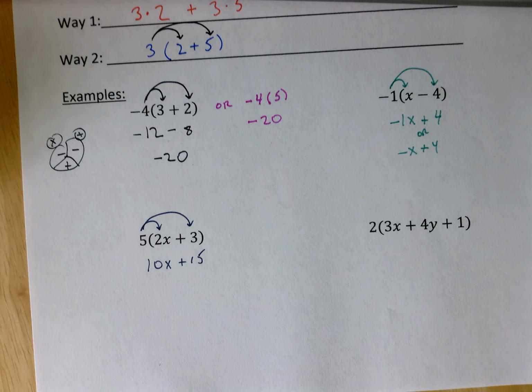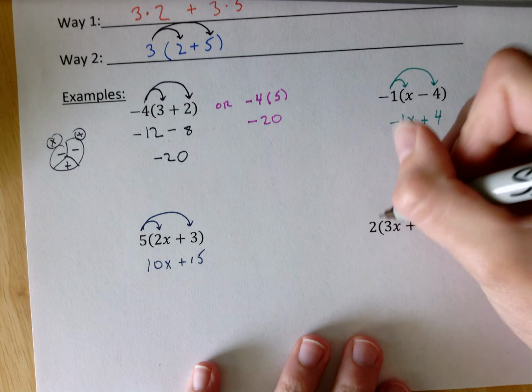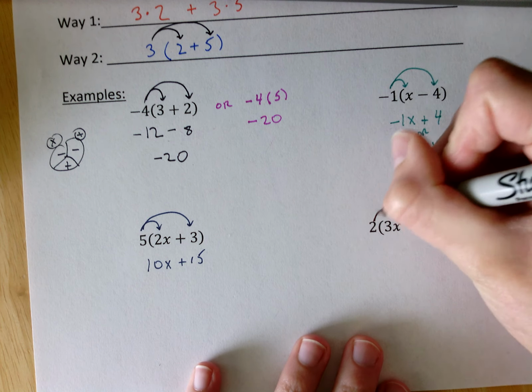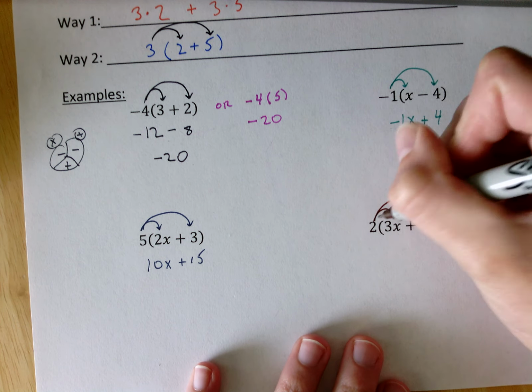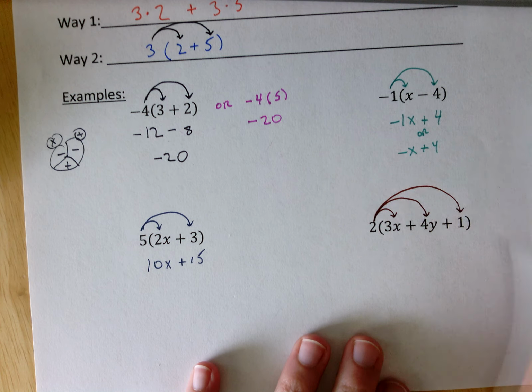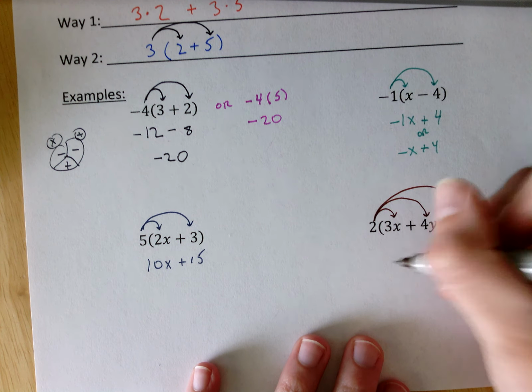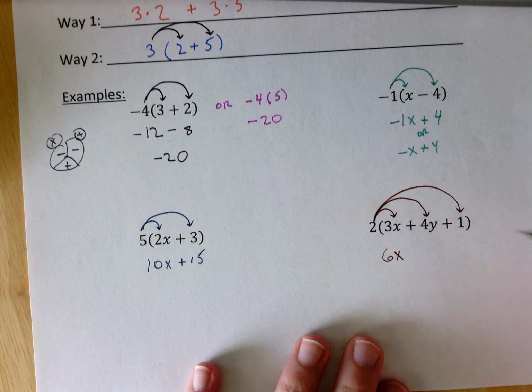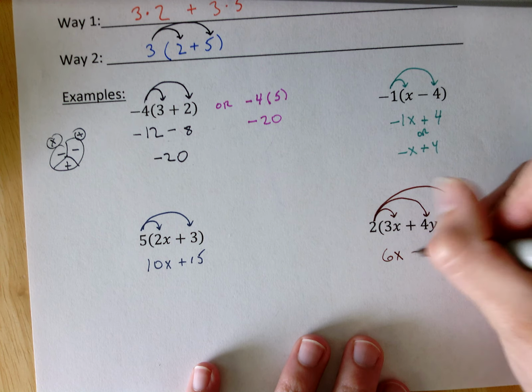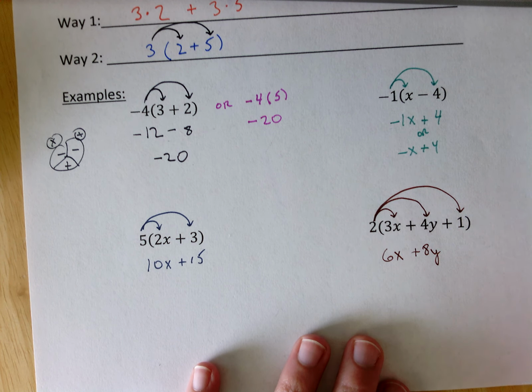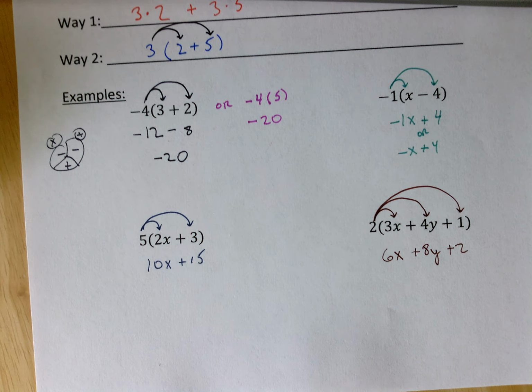And then this one over here, there's more in the parentheses, but that's no big deal. We can totally handle that. I'm just going to distribute this one more time. So I'll distribute to the 3x and the 4y and the 1. So 2 times 3x, 2 times 3 is 6, so 6x. 2 times 4y, 2 times 4 is 8, so it'll be 8y. And then 2 times 1 is 2. And that's it. That's our distributive property.